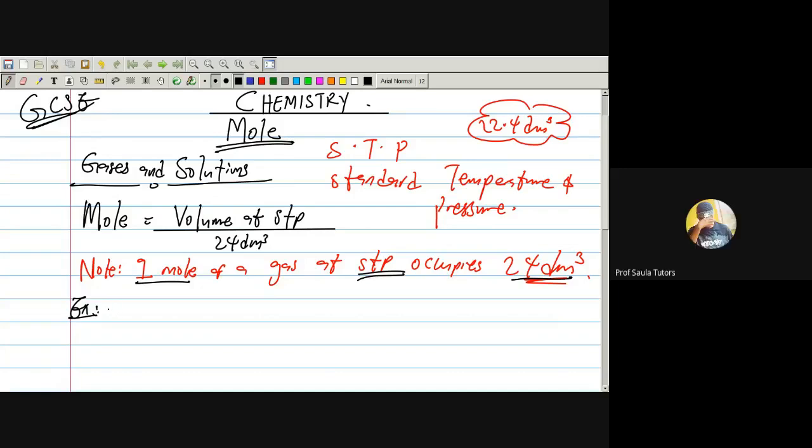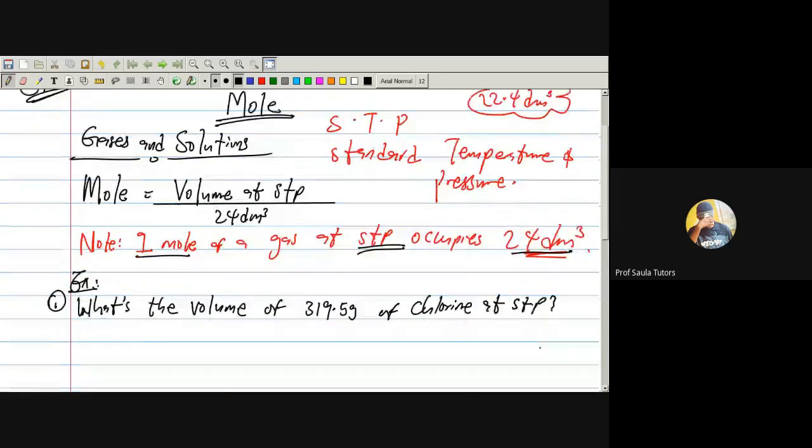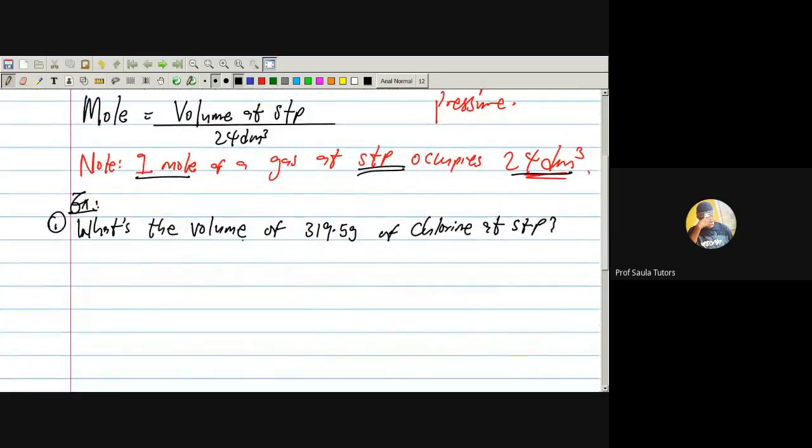So let's look at this question. First, a simple question. Let me write this one. What's the volume of 319.5 gram of chlorine at STP? Simple. They just give you this. What's the mole of this at STP?